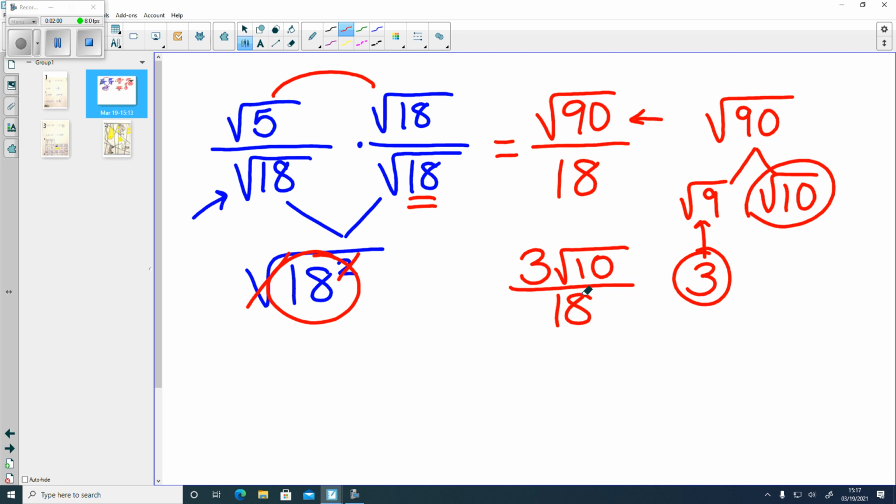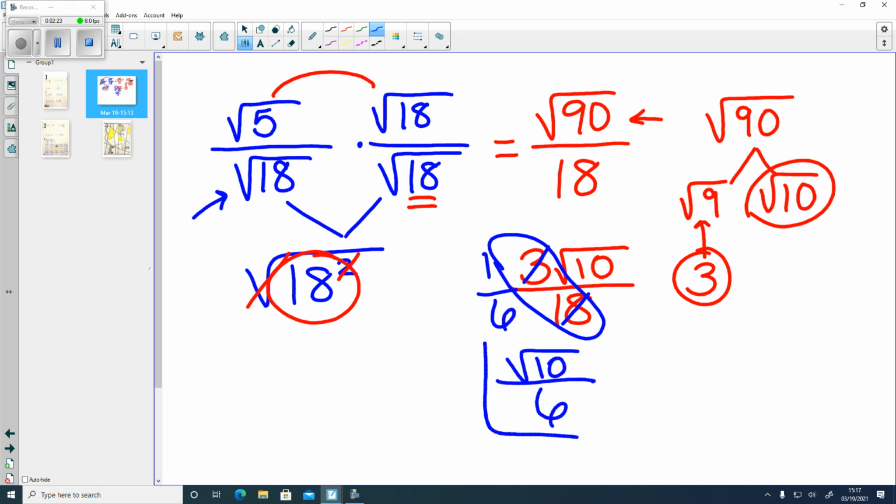And then if the numbers that are on the outside, so for example these numbers, if those can be reduced, then you want to reduce those. And so we have 3 and 18, which will reduce down to 1/6. And so if I clean this up a little bit, I have 1 times the square root of 10, so the square root of 10 over 6. And now that's my final answer when I'm dividing radicals.